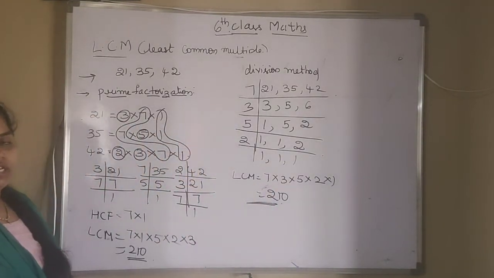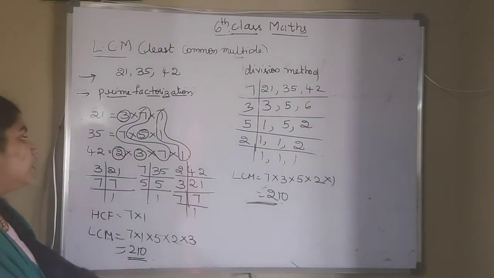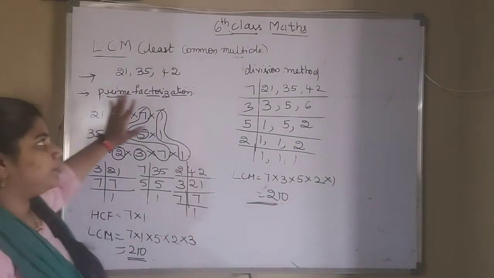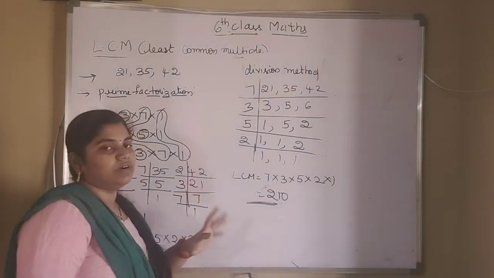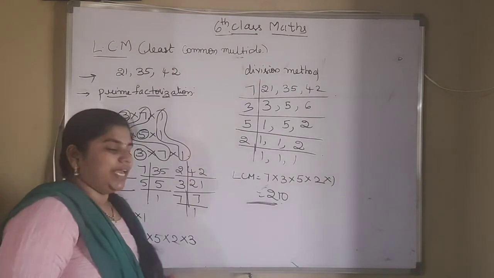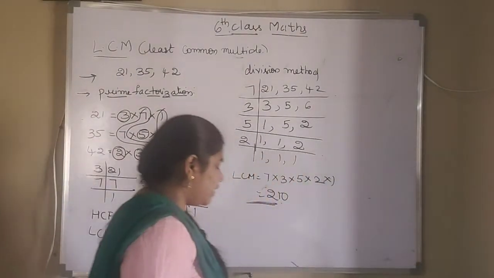So we have 3 methods. One is the multiple method, which we will not use here. Next is the prime factorization method and the second one is the division method. So these 2 methods we will use for our next exercise. Okay, so next, we will start our exercise now.